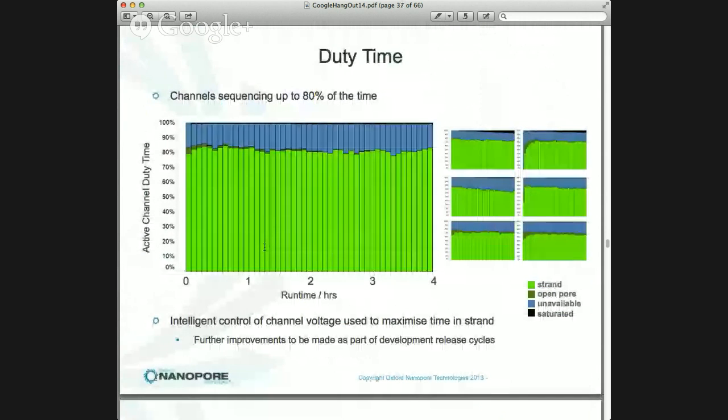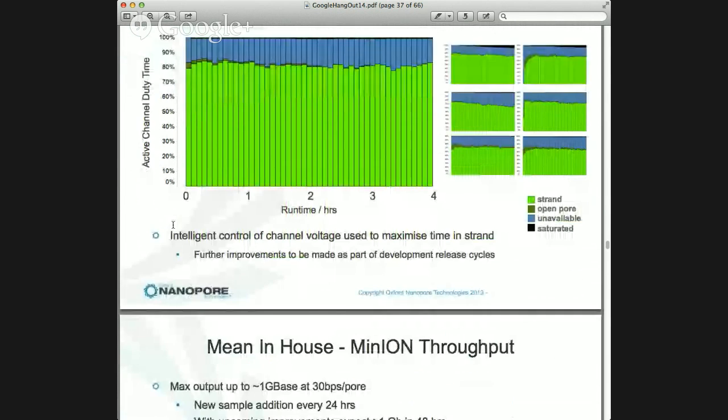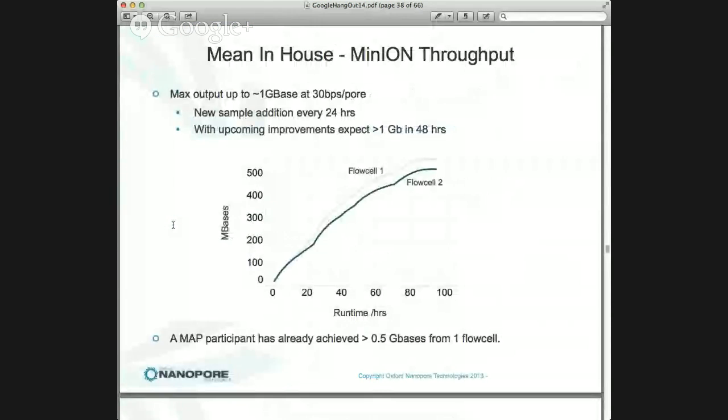Now, duty cycle, very quickly, again, this is the internal data. MAP users don't get quite close to this. We get about 80% of pores sequencing 80% of the time. I think the best MAP runs are about 50% at the moment. Again, there are good reasons for that. And I think we've had up to a gigabase on our systems, and I think the longest MAP runs are around 560 megabases.